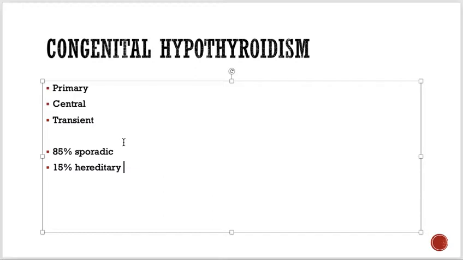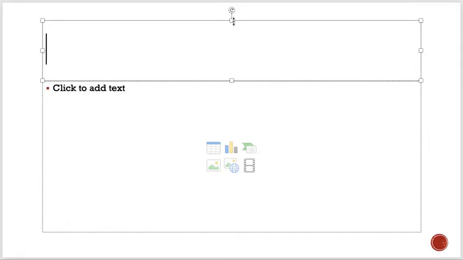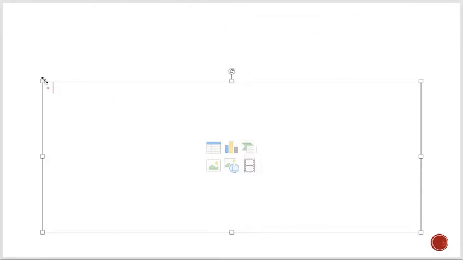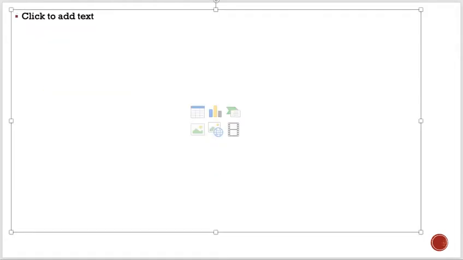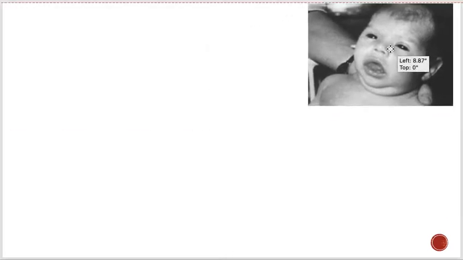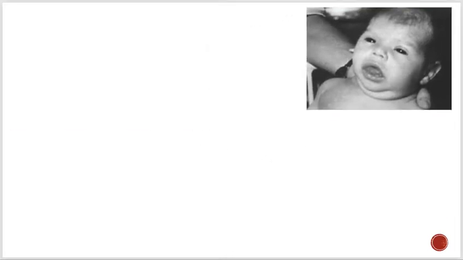Now the important thing to discuss over here is the clinical features of this condition, and what's the importance of this. So talking about the clinical features, I will show you one photograph of a hypothyroid child, right? And you can see this one as well.